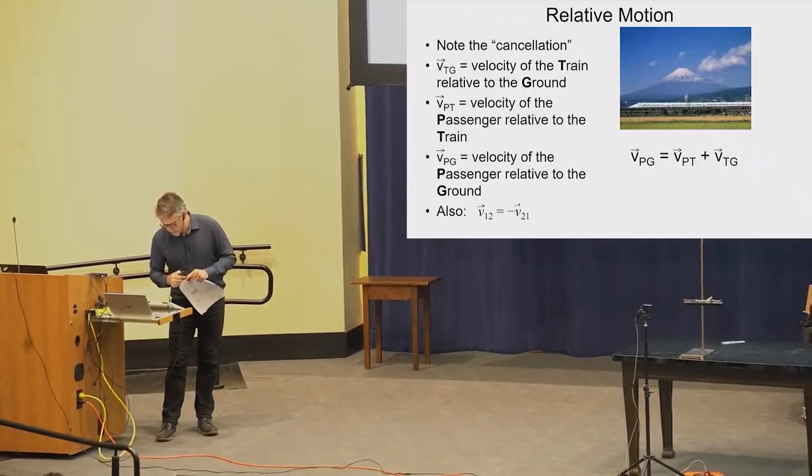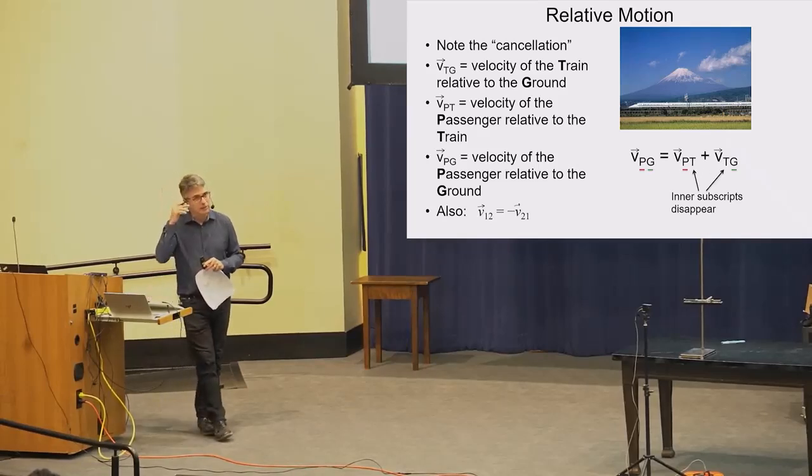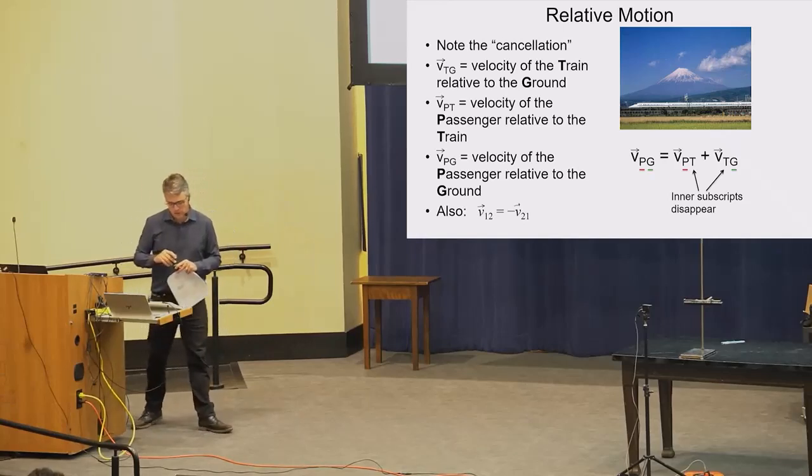And then I kind of noted this cancellation. The inner subscripts here, if you add the two vectors on the right, they kind of disappear. That's my little way of remembering just how this works.